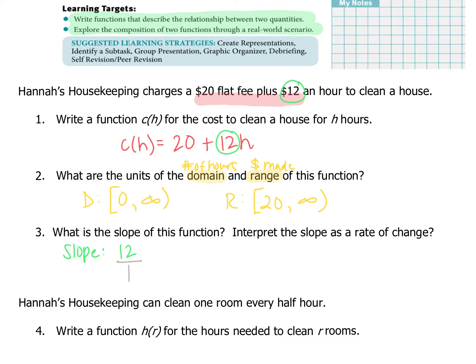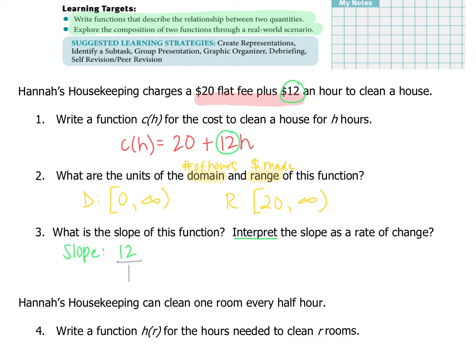The reason I am comparing these two numbers together is we have an input and an output, right? We have some type of x and some type of y. Think back to slope. Slope stands for the change in y over the change in x. We're comparing the 12 to the number 1, and we're going to say what that actually means. That's what it means by interpret the slope as a rate of change. What does the number 12 mean in the problem, and what does the 1 mean?